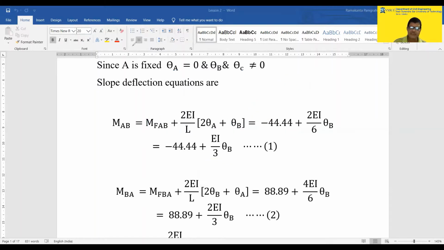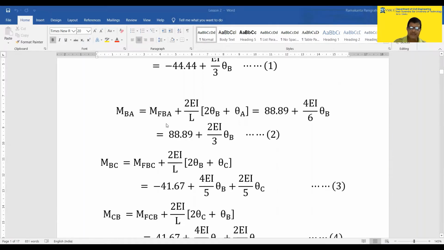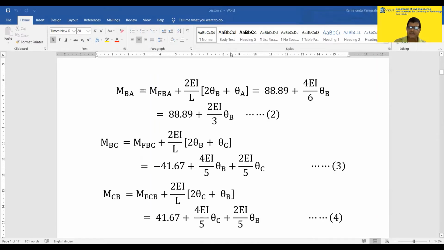Now it will come to the next part. Similarly, you can find MBA. In MBA, the formula will be MFBA plus 2EI by L times theta A plus 2 theta B. The nearer end gets 2 times, the far end gets 1 time. The theta B is the point where we are calculating the moment. Similarly, theta A is equal to 0 here and theta B exists, so it will be 4EI by 6, and I get this result: 88.89 plus 2 by 3 EI theta B.